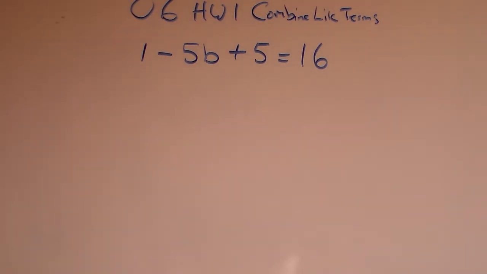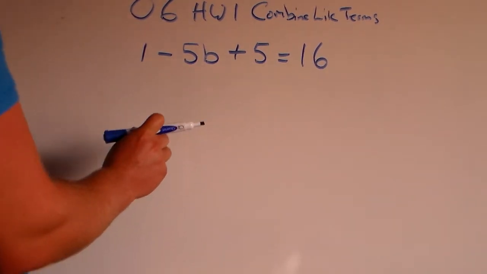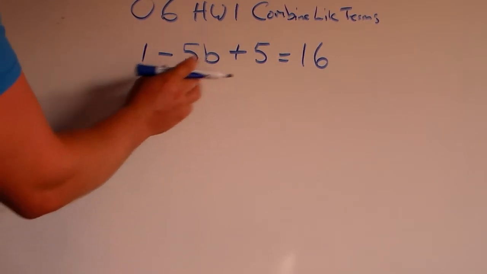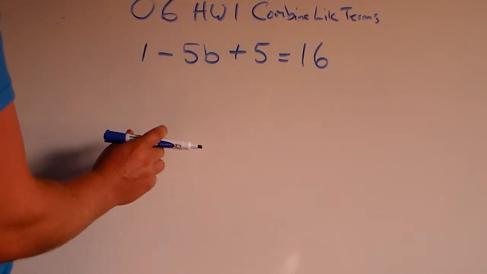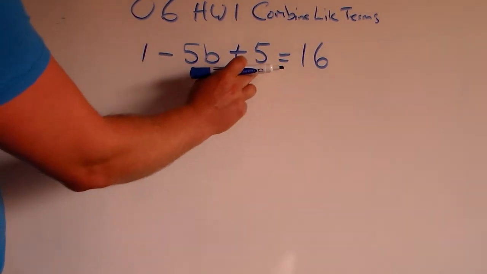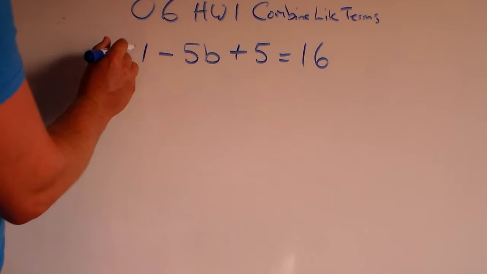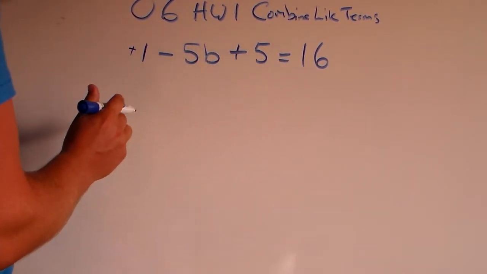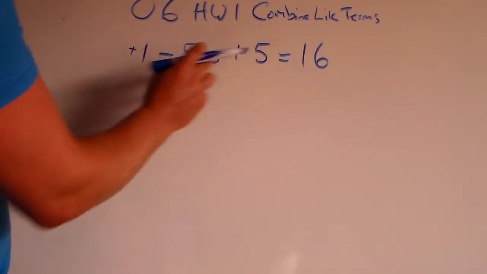Alright, this is problem number 2. We have 1 minus 5b plus 5 equals 16. Our goal is to combine our like terms and solve for the variable b in problem number 2. So what we need to do first is identify our like terms. Terms that are alike have the same letter, or same symbol, or same variable, or they could be just constants themselves. We have a positive 1 and a positive 5. They're both constants. We can combine those like terms.